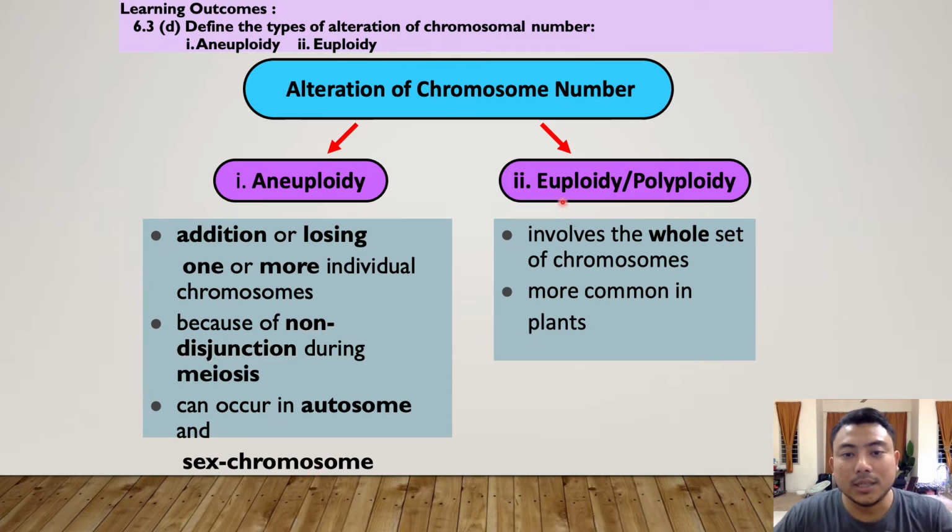Okay, whereas euploidy involves the whole set of chromosomes, more common in plants. Okay, whole set of chromosomes ni maksud dia, ingat tak kan kita ada haploid. Haploid tu contohnya kalau in human, our haploid is 23 chromosomes. Okay, kalau diploid kita ada 46 chromosomes. So kalau whole set of chromosomes ni tambah another N lagi, iaitu tambah another haploid lagi. So dia dah jadi 46 plus another 23.